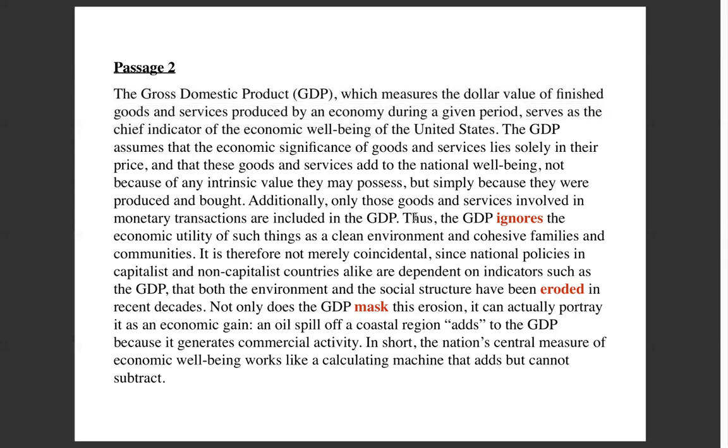Okay, so these keywords that we have: "ignores." The GDP ignores something. So it feels like the author has some slight negativity towards the GDP. Later on, he says, environment and the social structure have been eroded. Well, if something is eroded, like erosion of a cliff, that's not a great thing. So again, not as strong as the last passage, but still slightly negative. And then later he says, not only does the GDP mask this erosion. So it's another criticism of the GDP. If you're accusing something of masking something, that's like saying it's obscuring it or hiding it. It's not necessarily a positive thing.